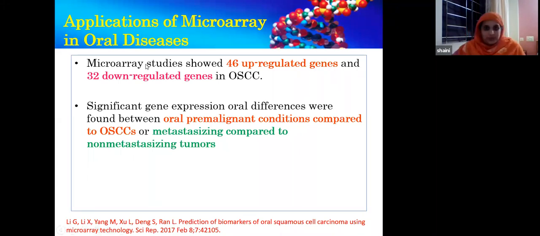Okay, so that is one thing. Now, some of the areas where microarray has been used to study oral diseases is oral squamous cell carcinoma. It is shown that at least 46 upregulated genes and 32 downregulated genes have been found in oral squamous cell carcinoma. There was also a difference in gene expression between premalignant conditions as compared to oral squamous cell carcinoma. And again, a difference in gene expression was found between metastasizing squamous cell carcinoma as opposed to non-metastasizing tumors of the oral cavity, with high metastatic potential, low metastatic potential.